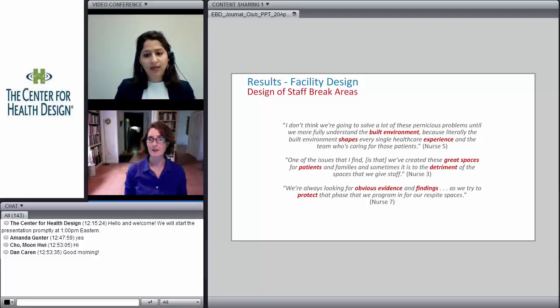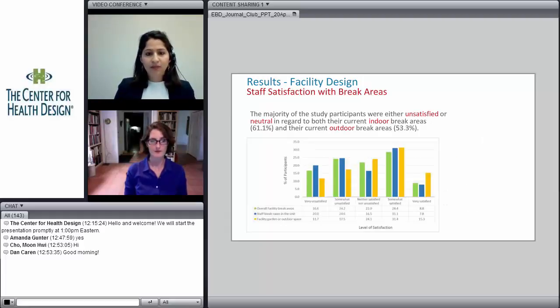And the last comment was, a lot of nurses mentioned they really don't have enough evidence or findings that they can use to protect these spaces when they design and program for them. So when we asked about their satisfaction with their existing break areas, the majority of them were either unsatisfied or neutral about both indoor and outdoor spaces.